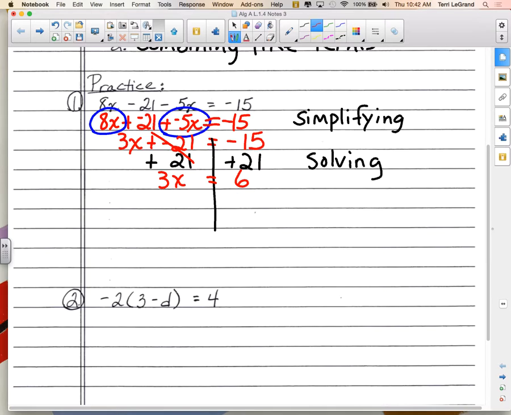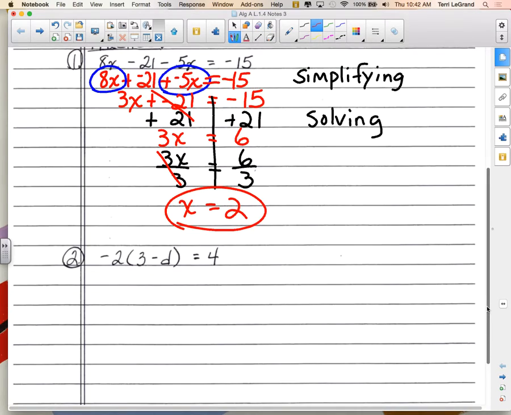What's our next step? Divide by 3. 3x is going to get divided by 3. 6 is going to get divided by 3. Both sides are going to get divided by 3. And x equals 2. Positive 2? Positive. Yeah, positive 2. Remember, we're in a no calculator chapter. Okay, anybody have any questions on that one at all?